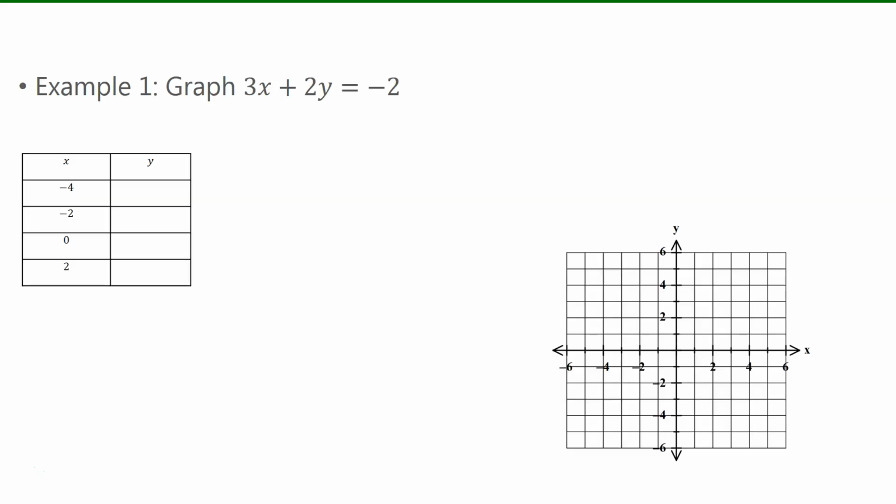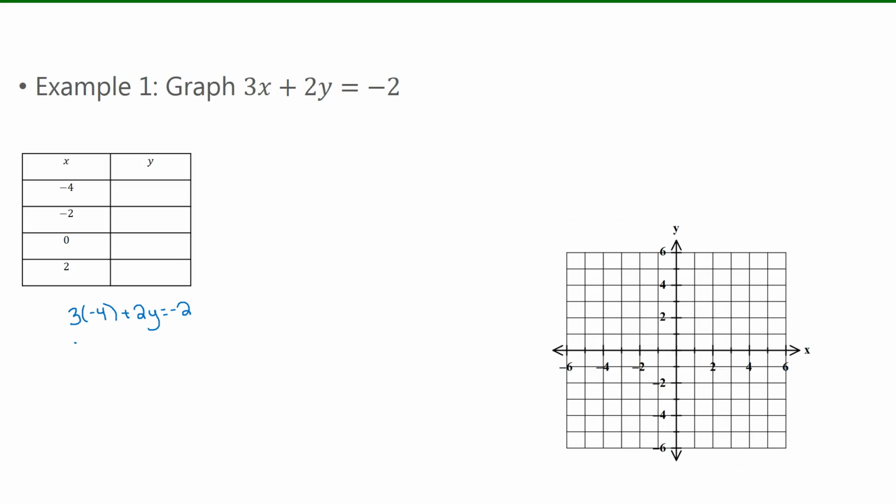So example 1, we're asked to graph 3x plus 2y equals negative 2. So typically when equations are in this form, you'll be given a table of values and be told which x values to use. So we need to plug in x to be negative 4 to start, and then we need to solve for y.